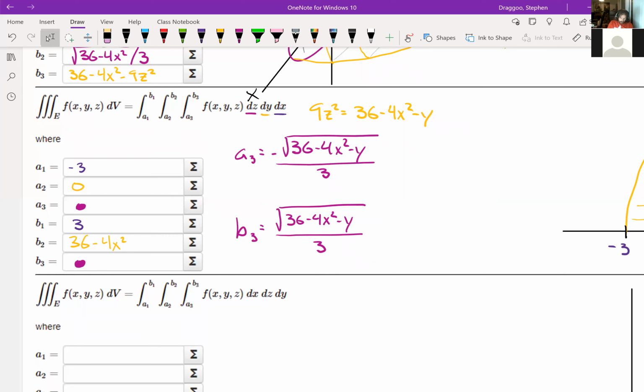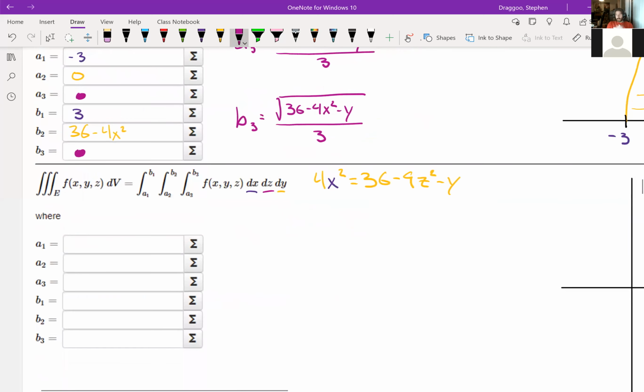And if we take a peek at the last example, it says do x first, then z, then y. So let's go ahead and do that. This time we'll take the same starting equation, y equals 36 minus 4x squared minus 9z squared, but this time solve it for x. 4x squared equals 36 minus 9z squared minus y. Just the piece I need to solve for first.